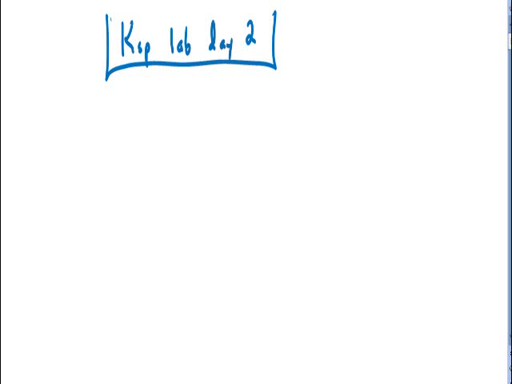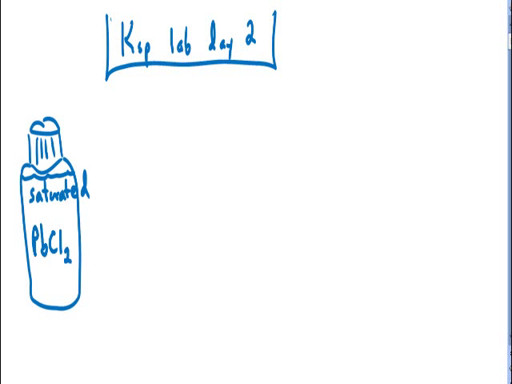Let's take a moment and go through the underlying concept and then also how to do some of the calculations for the second day of the KSP lab. In this part of the lab, we are working with a saturated solution of lead chloride, and the goal is to find the KSP value for the saturated solution.